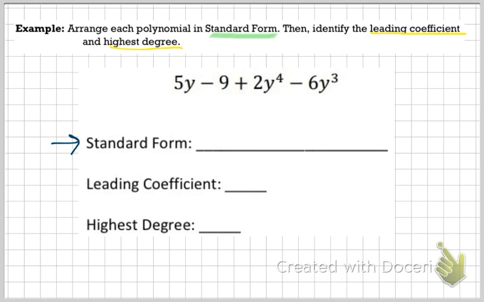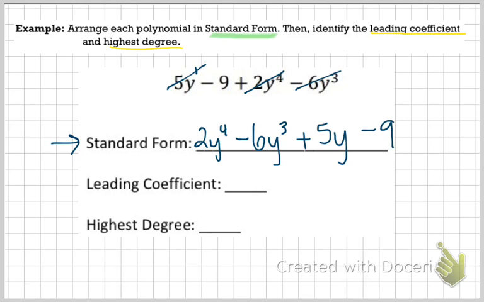Descending order. So we look at all the exponents. Okay, this one is the highest one, so we start off with that one. 2y to the power of 4. And I'm going to cross it off so I know that I used it. Next we have power of 3. So we move that term over. Minus 6y to the power of 3. There's no power of 2. So we move on to the next one, which is power of 1. So the 5y term, and 5 is positive, goes right after. And finally we have our constant. The constant always goes at the end.